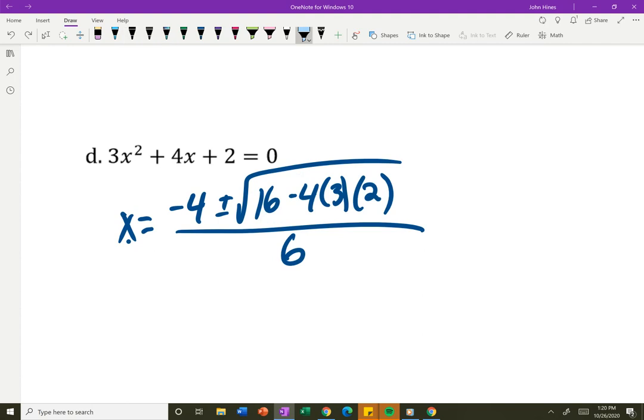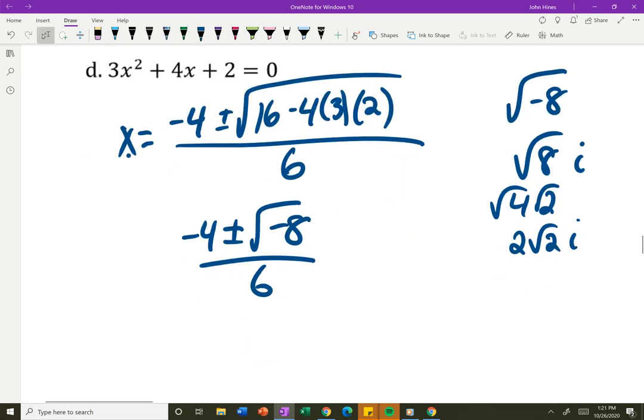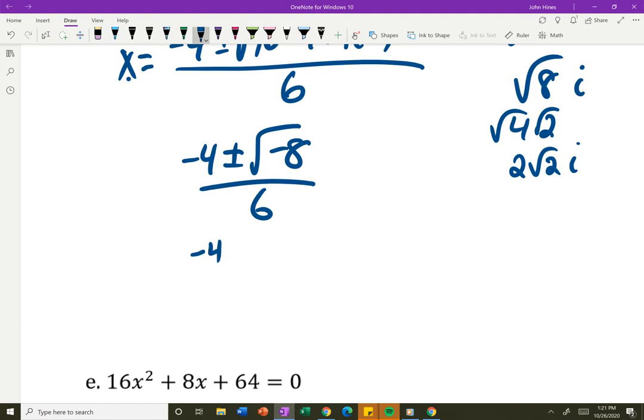I get negative 4 plus or minus the square root of negative 8 over 6. So I do have complex number zeros. I'm going to take out an i and then split that up as 4 and 2. So 2 radical 2 i. So I get negative 4/6 plus or minus 2 radical 2/6 with an i, right? I replace that square root with that 2 radical 2 and that i.